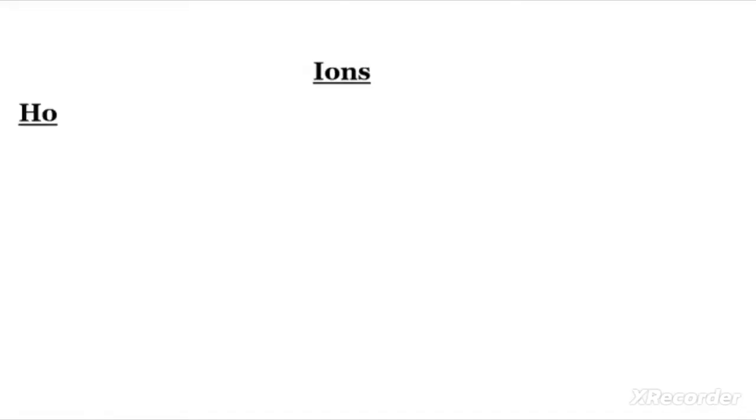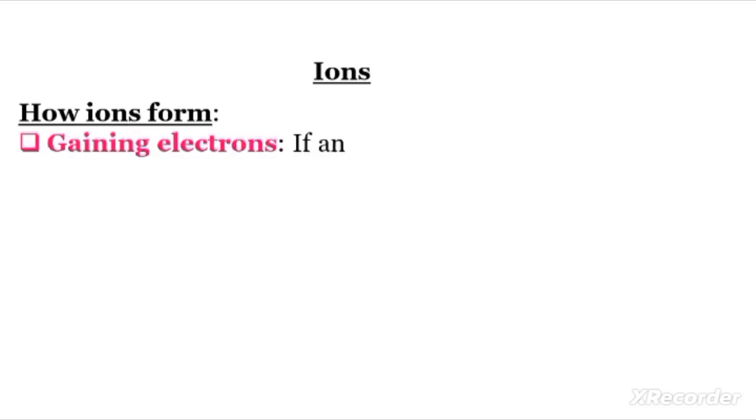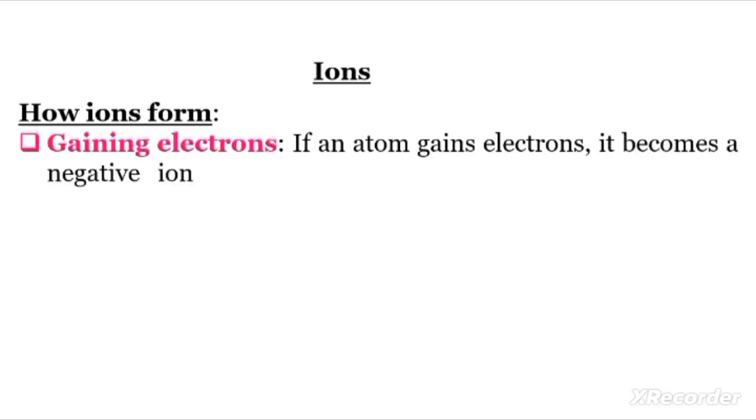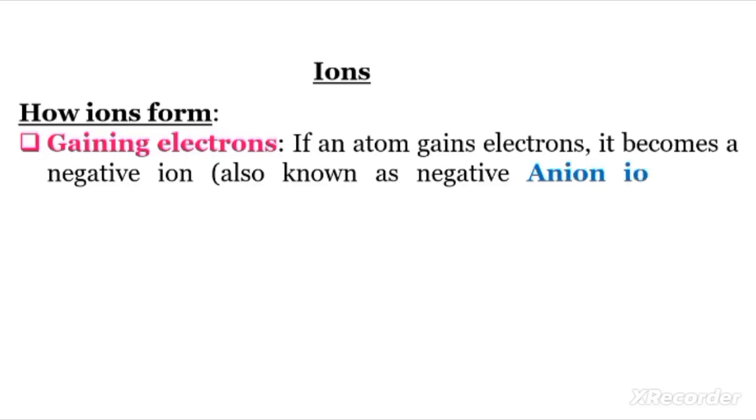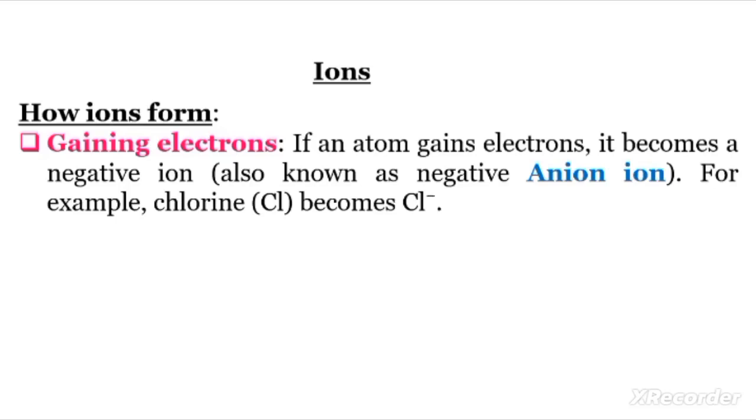Let us look at the second way, by gaining electrons. If an atom gains an electron or electrons, it gets a negative charge and becomes a negative ion, also known as an anion. For example, chlorine becomes a chloride anion, with a negative charge, because it has gained 1 electron.